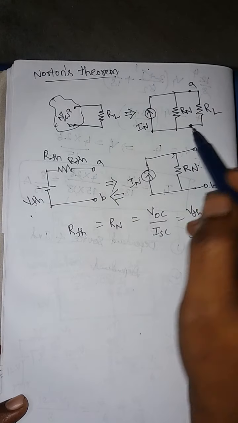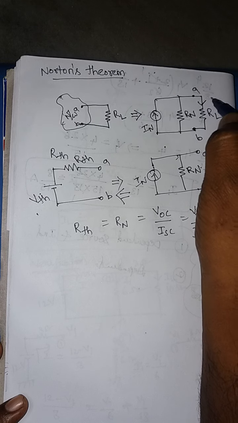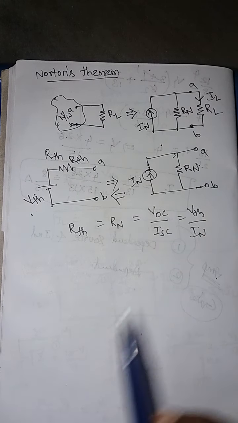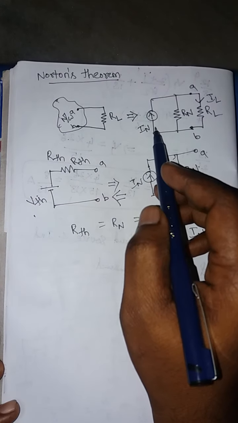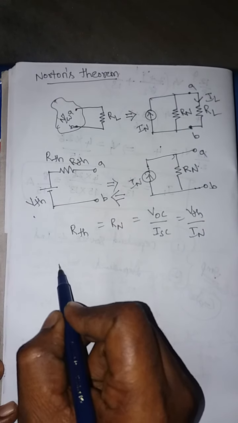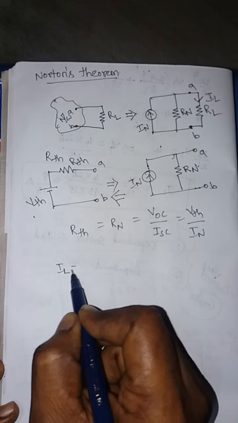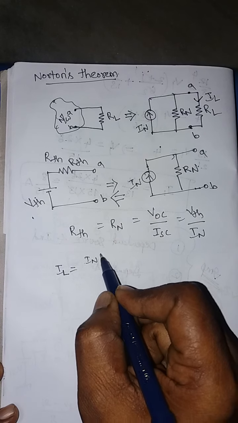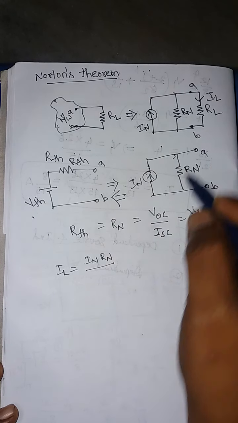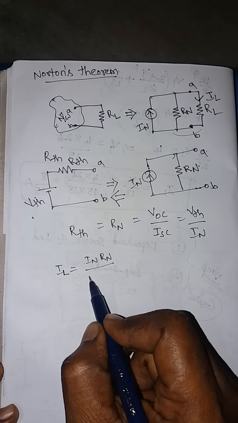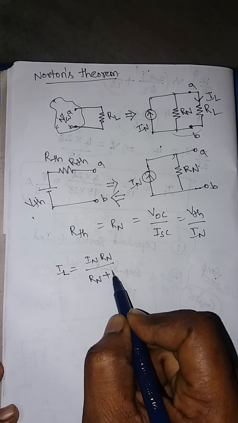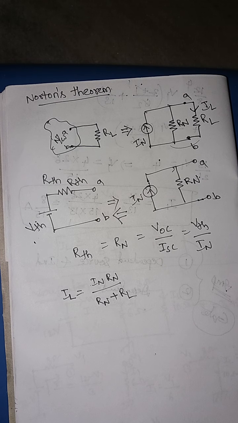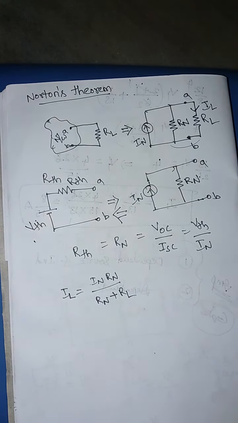So what is the load current? If you take this circuit, how much current is passing through the load? If you apply the current division rule, IL is equal to the total current IN, times the opposite resistance RN, divided by the total resistance RN plus RL. Okay. So now how do we solve the network by using Norton's theorem?